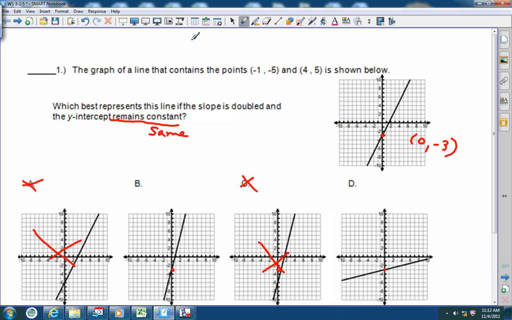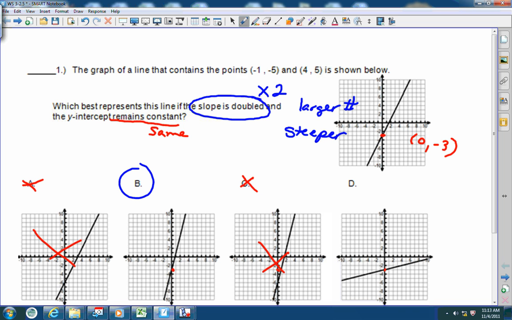Now the next thing says that the slope is doubled. When you're doubling, you're taking it times 2, which means you're making a larger number. And anytime you make it a larger number, it becomes steeper. So this line is flatter than the line graphed. So your answer would be B.